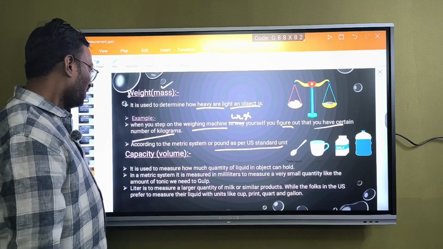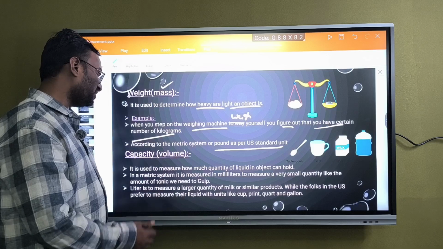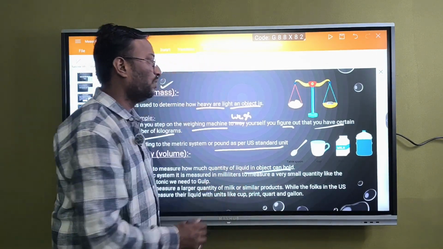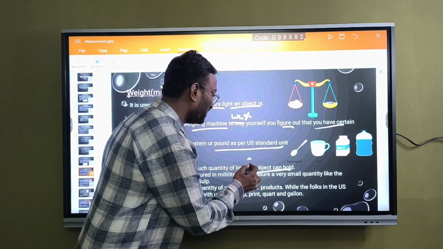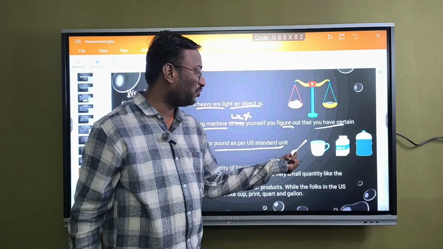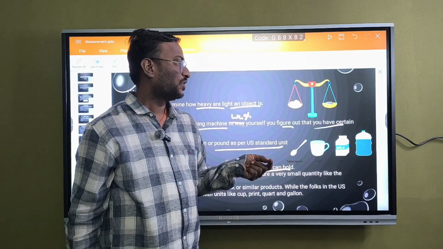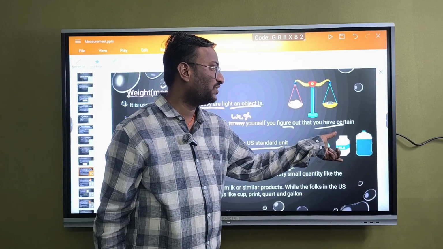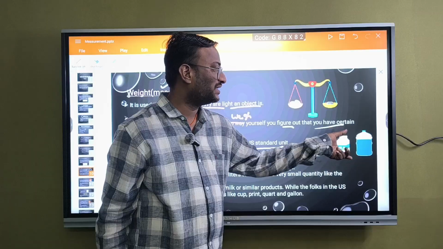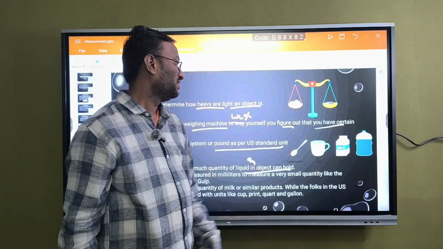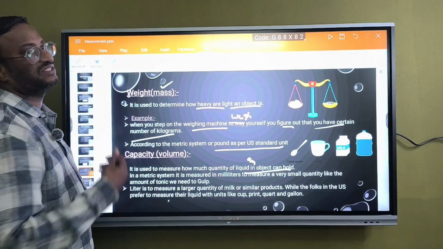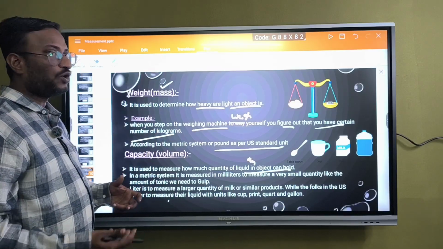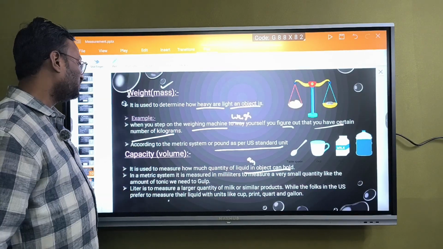Alright. Capacity. It is used to measure how much quantity of liquid an object can hold. A spoon can hold a little quantity of liquid. A cup will hold some more quantity, this bottle will hold some more, and this can will hold more quantity. So that is their capacity. A spoon will have less capacity, a cup will have more capacity. How much quantity it can hold depends on it.